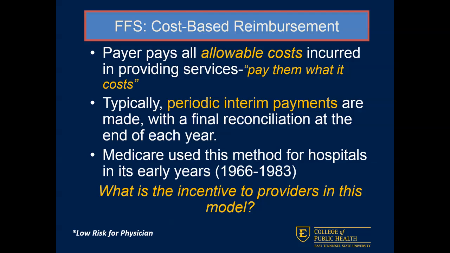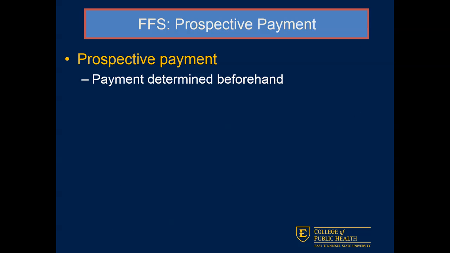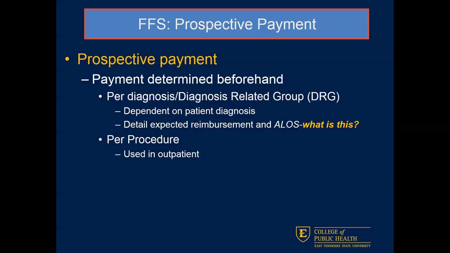So the next one we move into from cost-based reimbursement is your prospective payment. So prospective payment, you have two different types under prospective payment. But the general background of prospective payment is your whole payment is determined beforehand. So this is where you get your pre-authorizations so that the insurance company can go ahead and get a good idea of what it's going to cost, and this is how much they're going to reimburse.